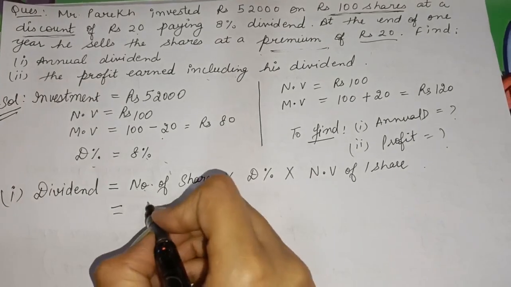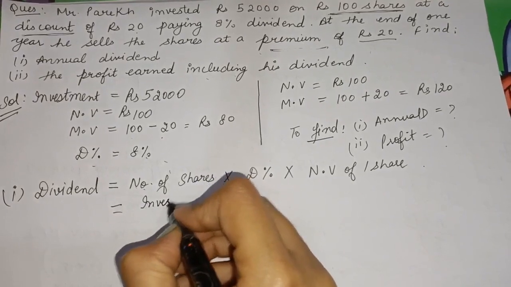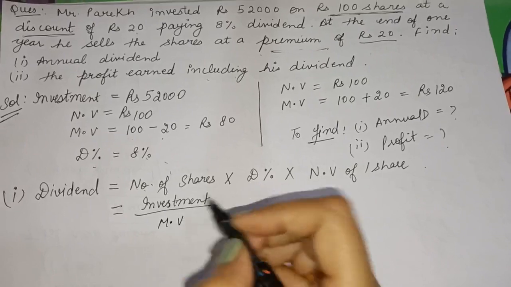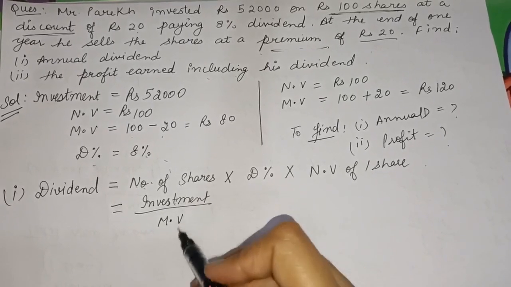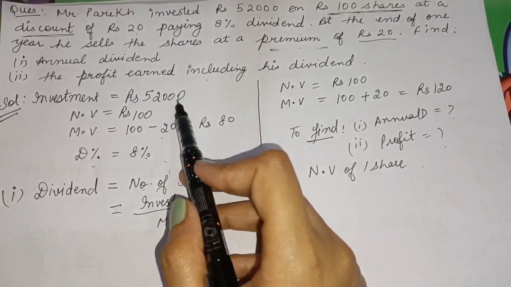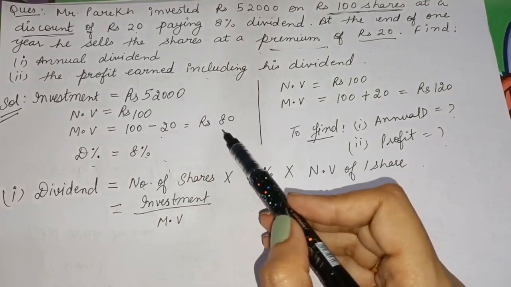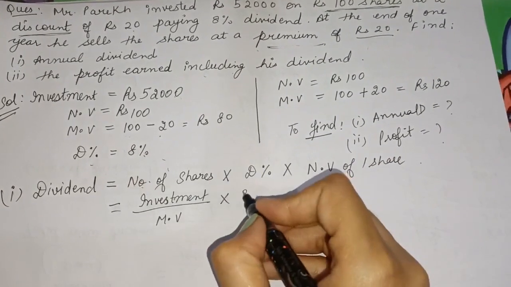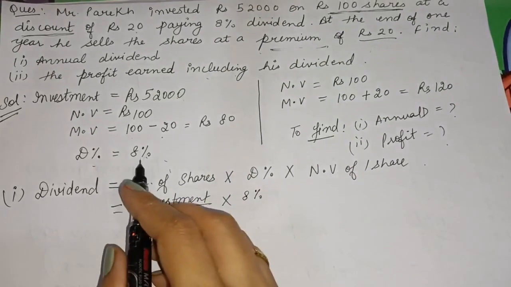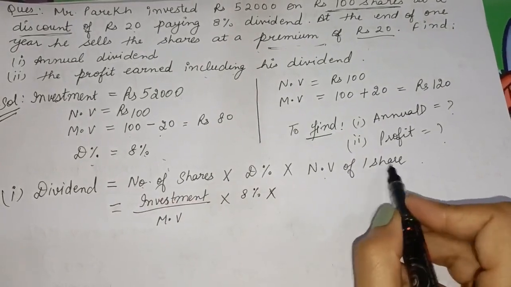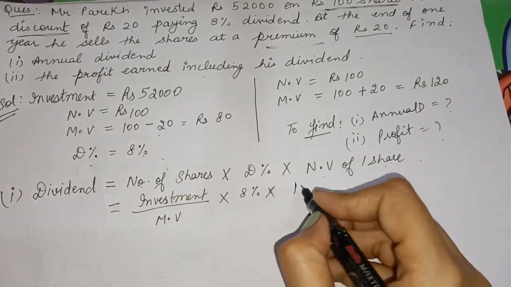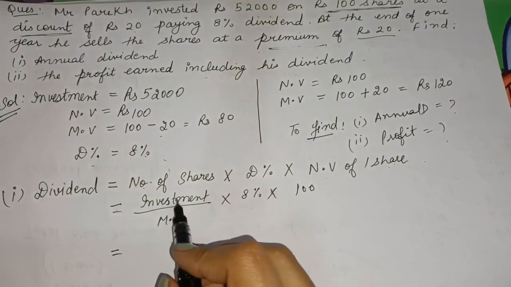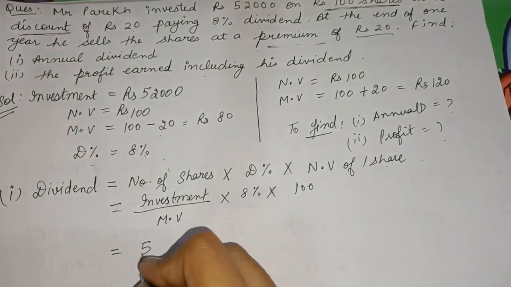Number of shares is equal to investment by market value. You can always use the same thing, because investment and market value are both given to us, into dividend percentage. Dividend percentage is 8%, and the nominal value of one share is also given. So I am just substituting all the given things. Investment is 52,000.